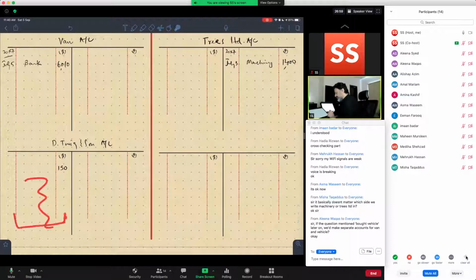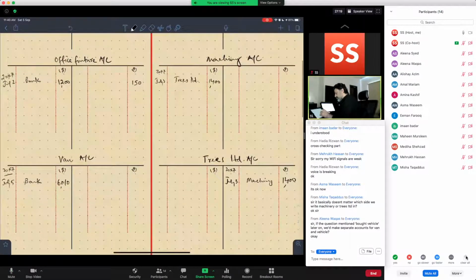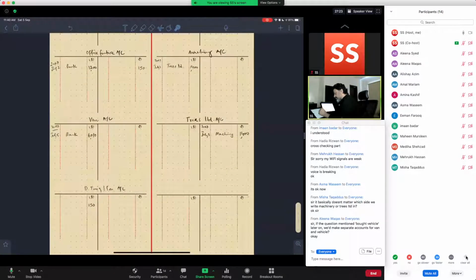This entire side is the debit side. This entire side is the credit side. So since D. Twig and Sons is being debited, we are going to debit the Twig and Sons account by putting $150 on the debit side, the left side, right? And then without waiting further, I'm going to look for the furniture account and put it on the credit side. You see, this is the credit side of the furniture account.